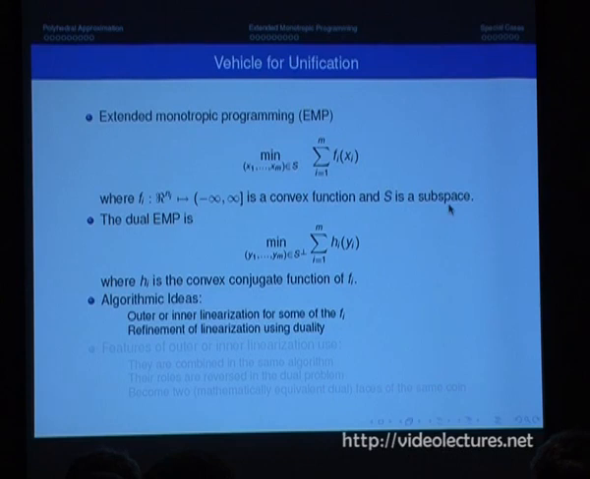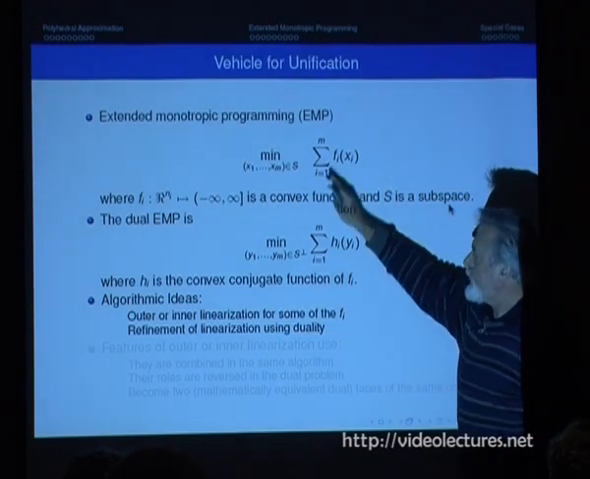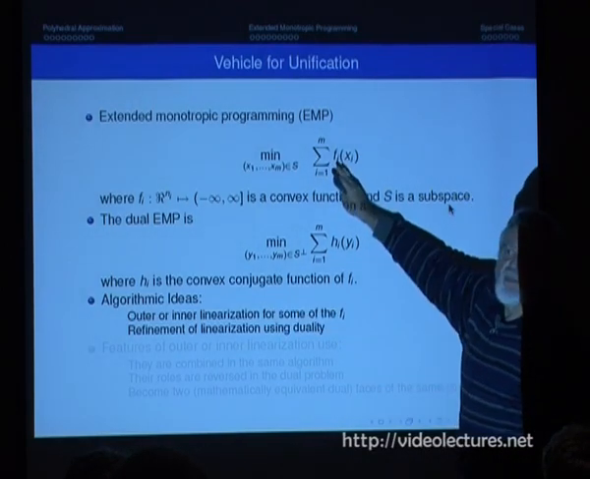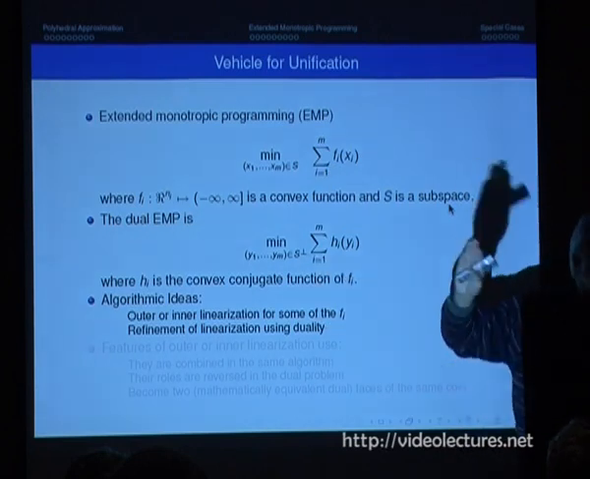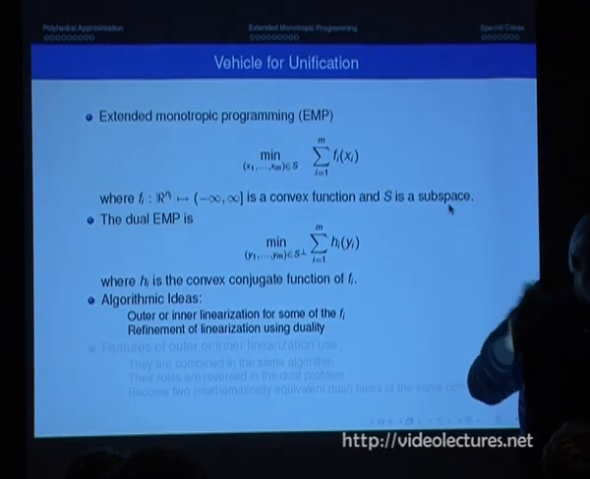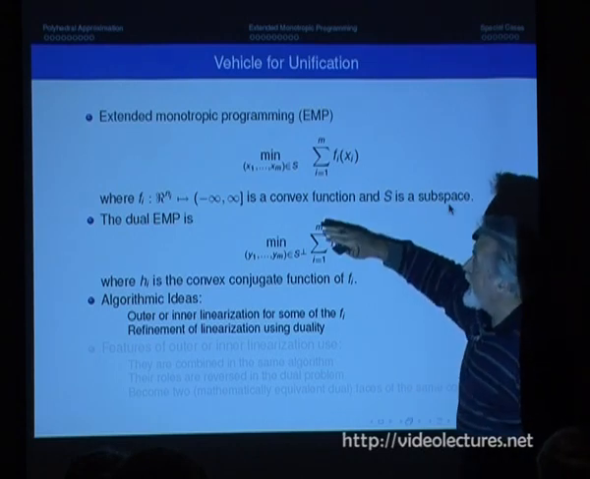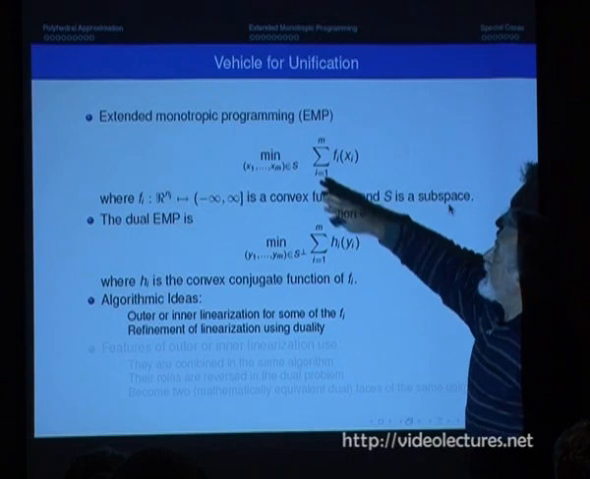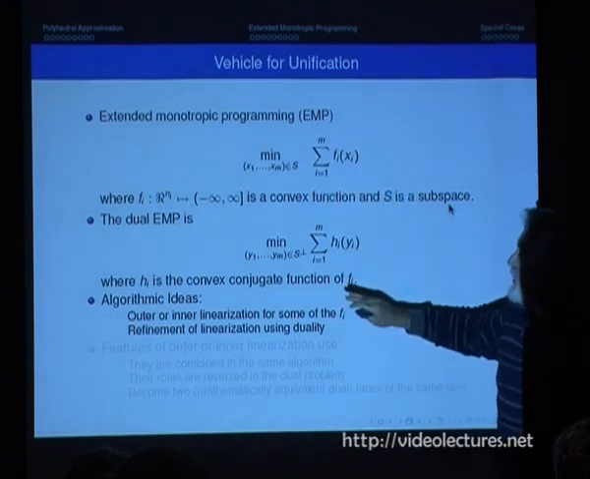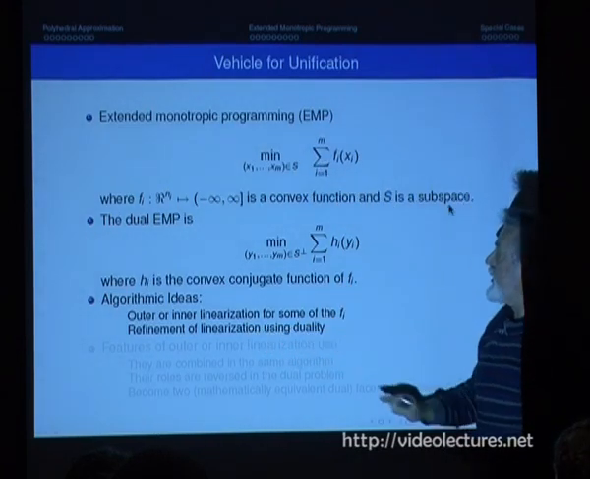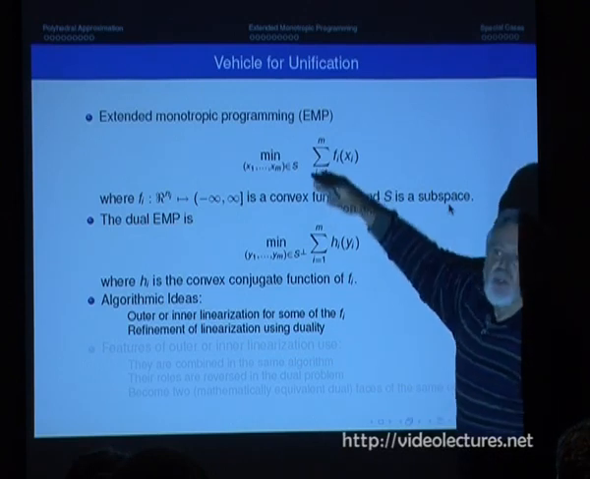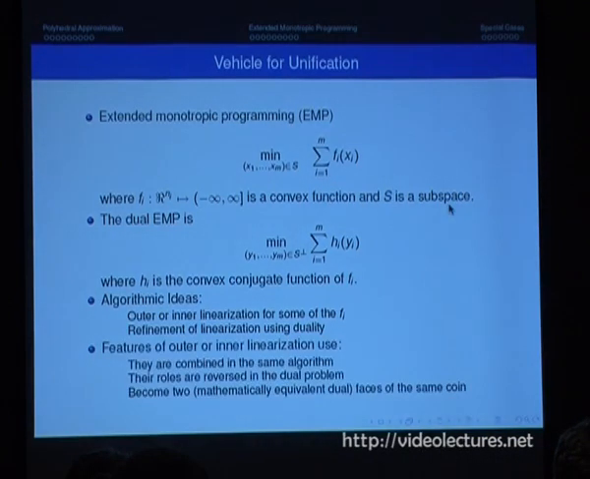And the algorithmic idea on which my framework is based is to inner linearize some of these functions, outer linearize some of these functions, leave some other functions, some other terms unchanged, and then solve the corresponding polyhedral approximated extended monotropic programming problem, and refine the linearization by using duality and the interplay between these two.